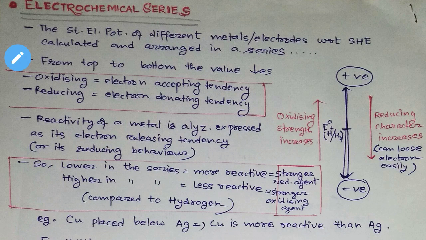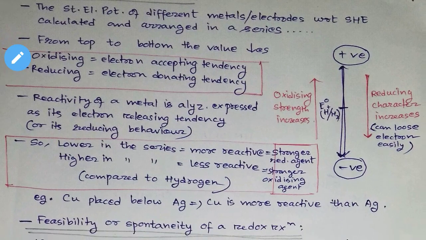For example, I will show you. Suppose copper in the electrochemical series, if you see it, copper is placed below silver, Ag, right. That means copper has more electron releasing tendency, as I have already said. Copper is placed below silver, that means it is more reducing in nature. It is more reducing in nature means it can release electron more easily, right. And that's why between copper and silver, copper will be more reactive than silver, because it has more electron releasing tendency.